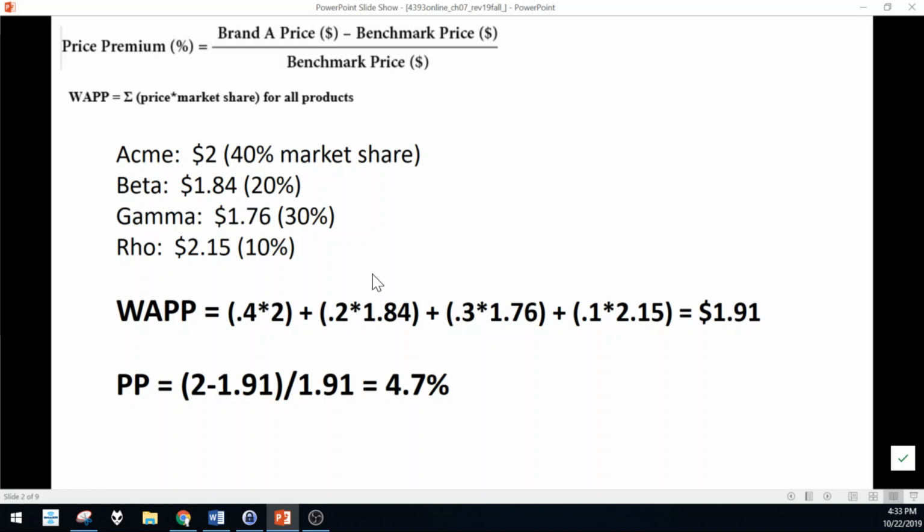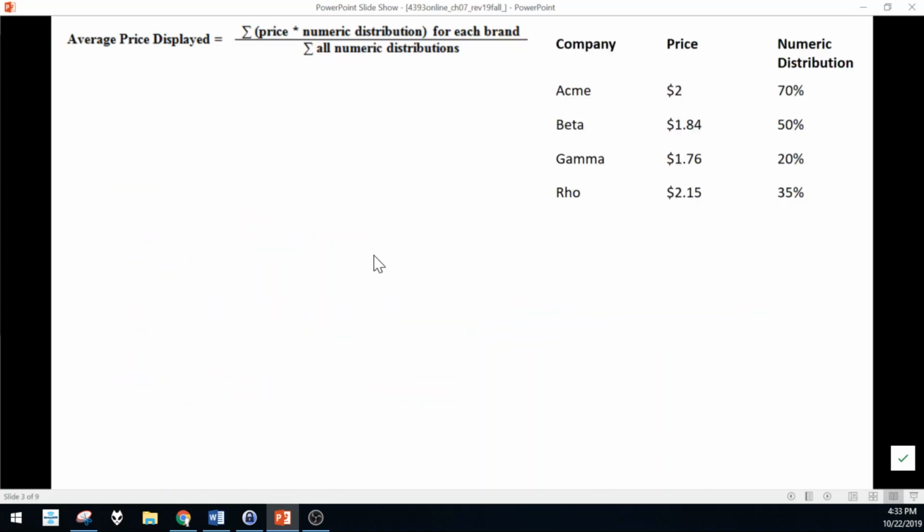Okay. Know that you can also weight prices based on numeric distribution, ACV, PCV, concepts we've certainly already talked about. So let's look at that. It works a little bit like the weighted average price paid, but there is an extra step, and that's the division. So you're going to sum up the price times numeric distribution for all the brands, and then you're going to divide it by the sum of all the numeric distributions.